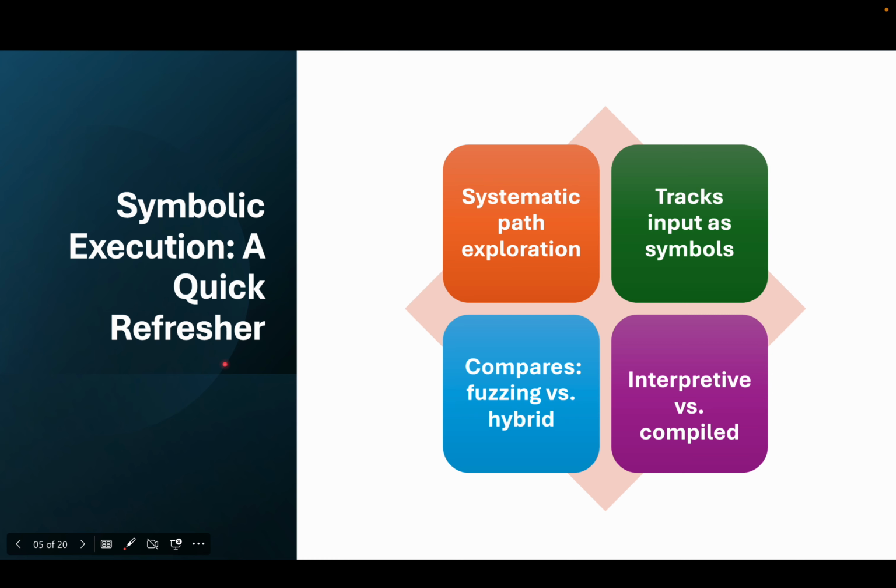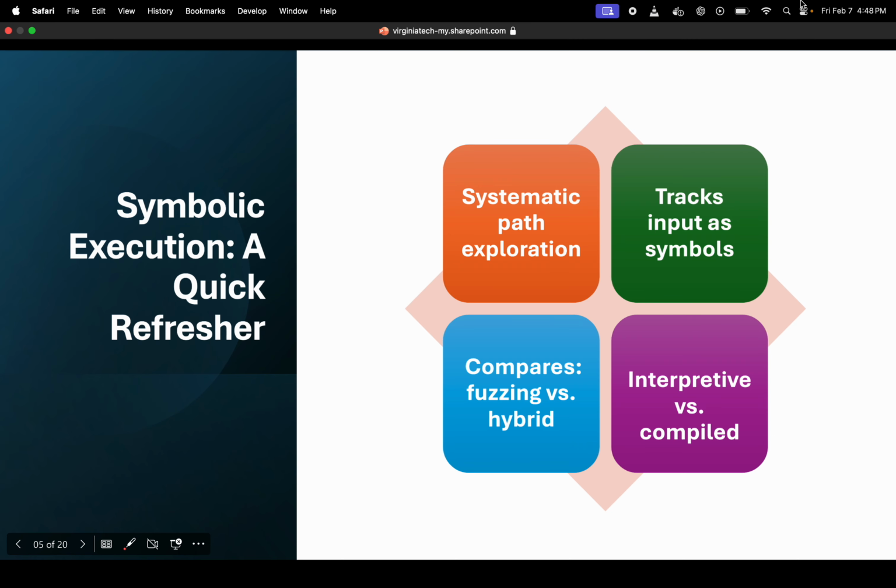And one more thing, interpretive symbolic execution. The tool KLEE is an example of interpretive symbolic execution. So it runs code in a virtual environment, incurring overhead, whereas compiled symbolic execution used by SymCC injects instrumentation at compile time, removing the layer by layer interpretation. This often results in significant speed gains.